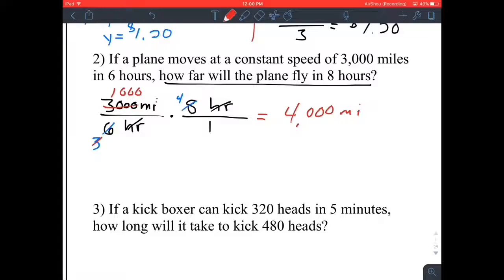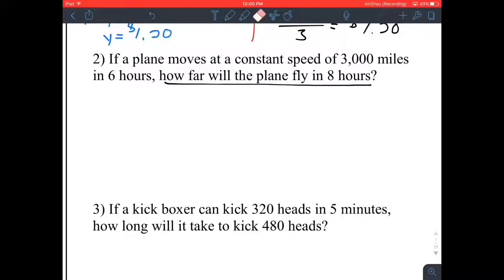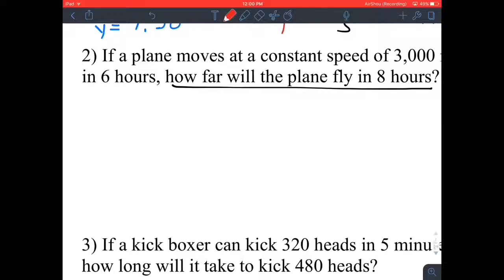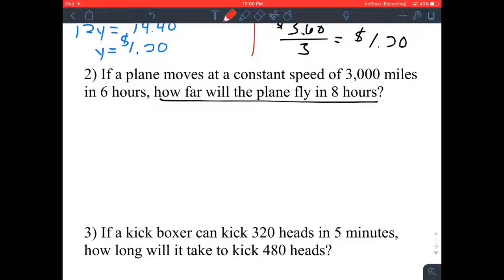If you set this up as a proportion, you're going to get the same answer. Let me just show you that real quick. It says that this plane is going 3,000 miles in 6 hours. In a proportion, you're setting things equal to each other, and in the conversion formulas you're multiplying a series of fractions where one of those fractions is not 1, but all the rest of them are. So we got miles on top, so we're going to have miles on top here, which we don't know how many miles that is. And then we have hours on the bottom.